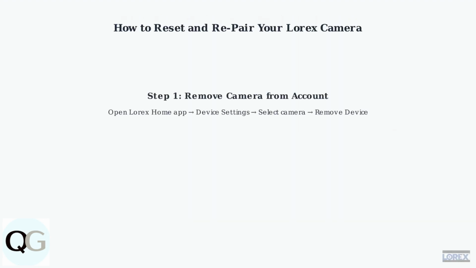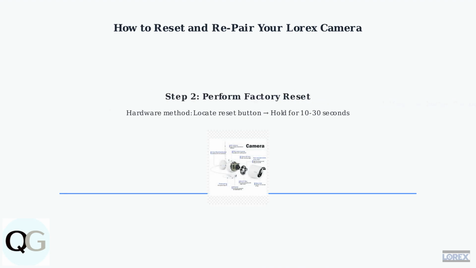First, remove the camera from the existing account using the Lorex Home app. Go to Device Settings, select the camera, and choose Remove Device or Unpair. Next, perform a factory reset. For the hardware method, locate the small pinhole reset button on the camera.